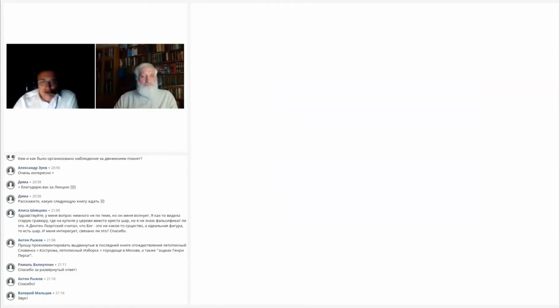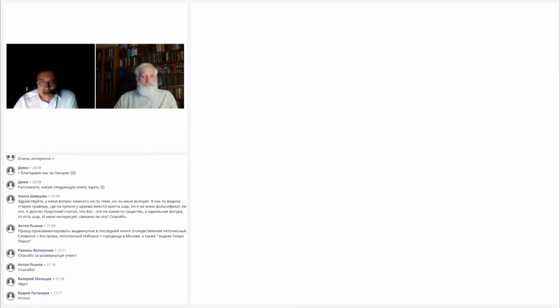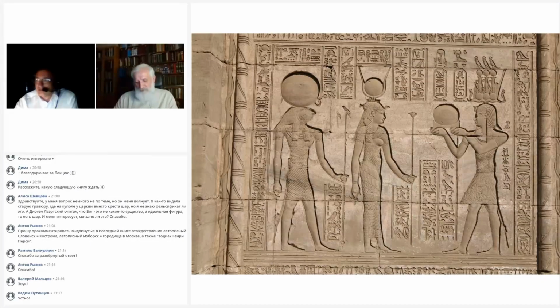Alisa Shevtsova writes, I once saw an engraving where a ball was depicted instead of a cross on the dome of the church. And Diogenes Laertius believed that God is not some being but an ideal figure, i.e., a sphere. I'm interested if this is connected, thanks. It might be connected. The Annunciation was depicted as a sphere in Egyptian images. There are familiar apostolic Christian images of the Annunciation, and there are royal Christian images of the Annunciation and the Holy Family.